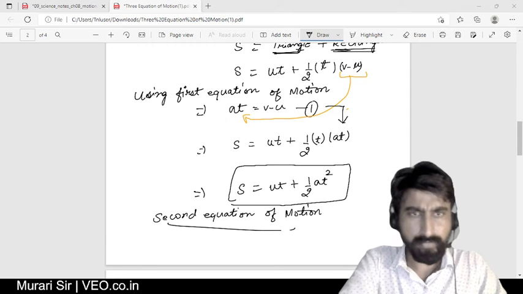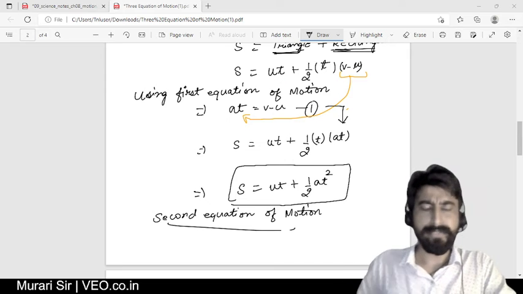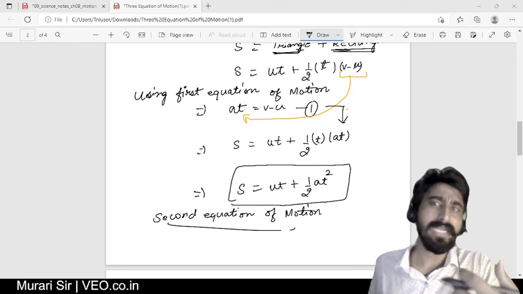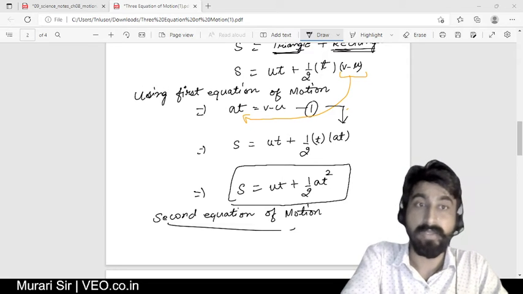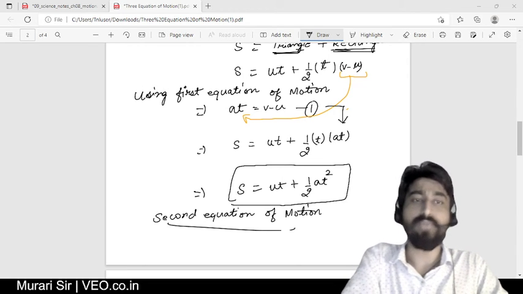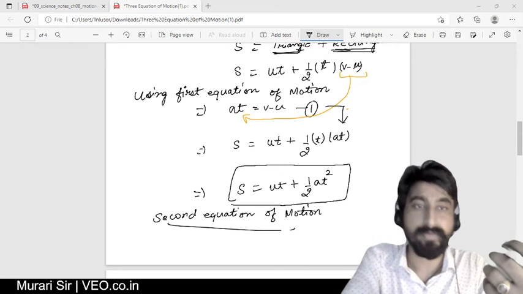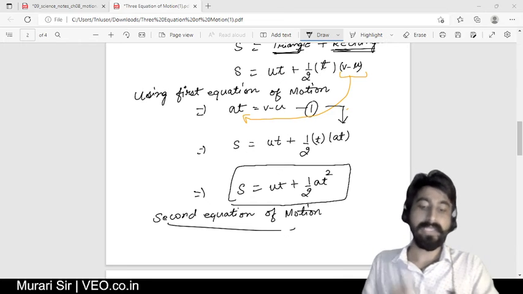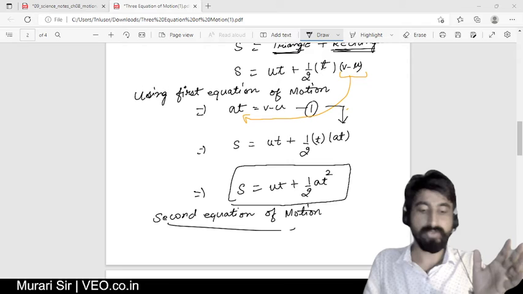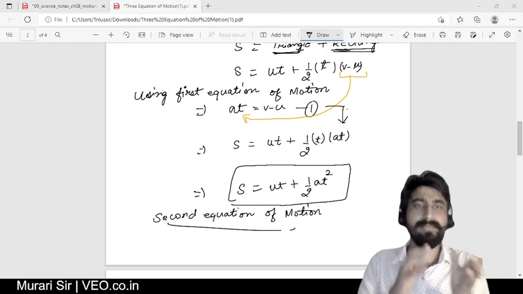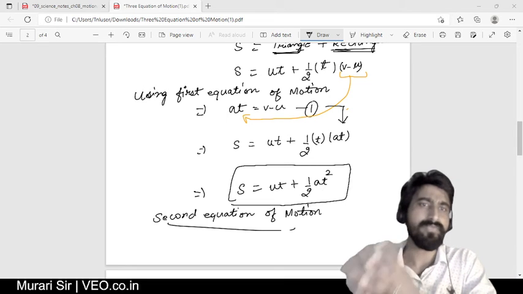Now, what is the next part? During this journey, if we have to calculate the third equation of motion, that is v square is equal to u square plus twice as. So it is very easy and very important to understand, we have to understand the concept of average. Okay, so there are two terms. One is instantaneous, second is average. Let's take an example of velocity. We can also use this word for acceleration, but let's take an example of velocity.